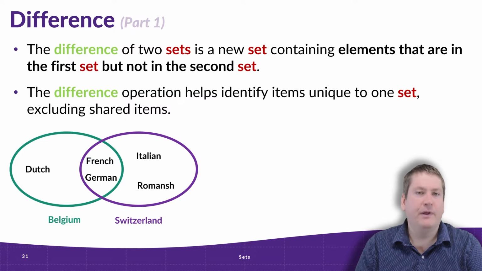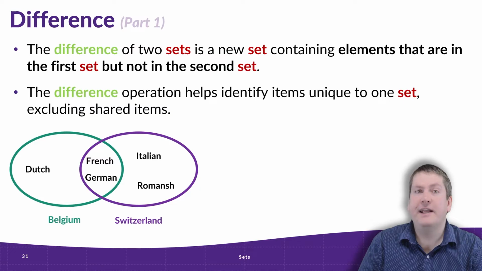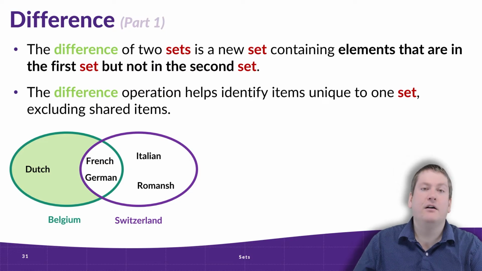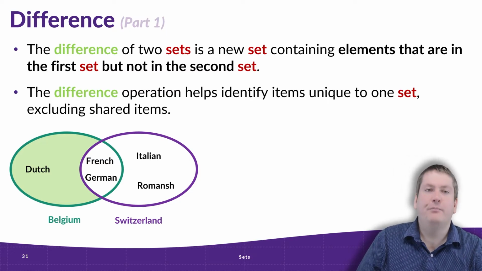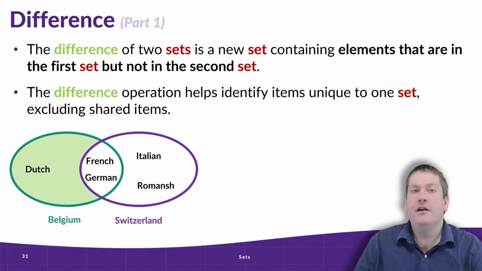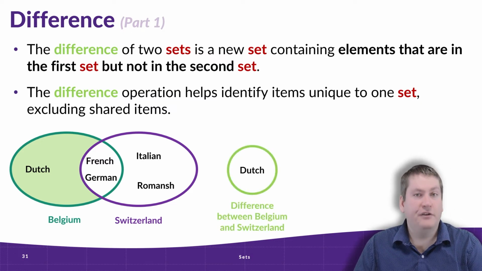So here we have Belgium and Switzerland back again, but now instead of the intersection, we're going to take the difference. So in this case, the difference of Belgium and Switzerland would be subtracting all of the elements in Switzerland from Belgium. Since Belgium and Switzerland have French and German in common, those are removed from the result. So the result here would be a new set that only contains Dutch.